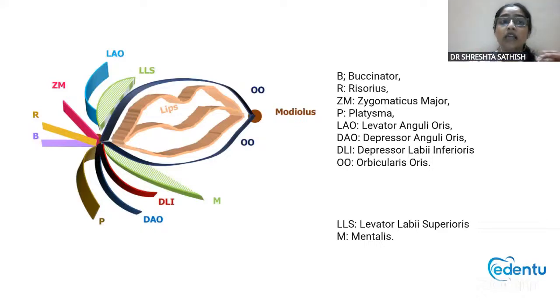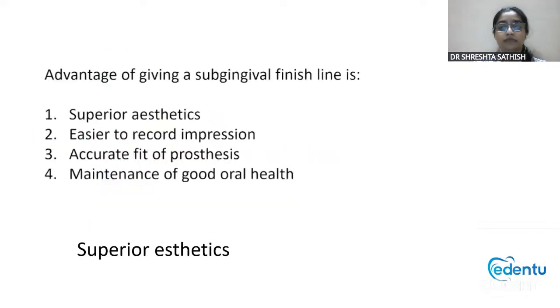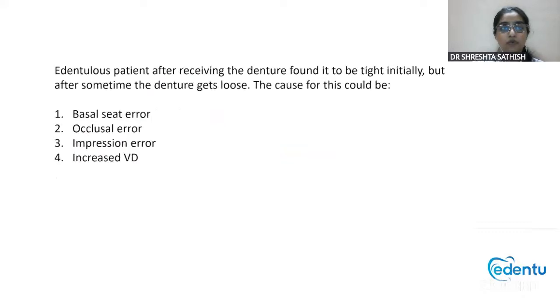Okay. Now what all is attached there? You have your buccinator, risorius, zygomaticus major, platysma, levator anguli oris, depressor anguli oris, depressor labii inferioris, and orbicularis oris. Now, from this, your levator labii superioris and mentalis comes out from your modiolus also. Okay. Yeah, we already spoke about that.